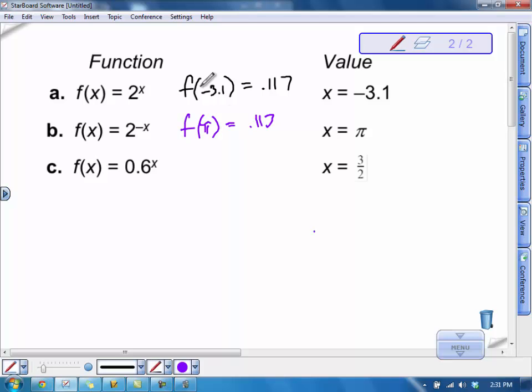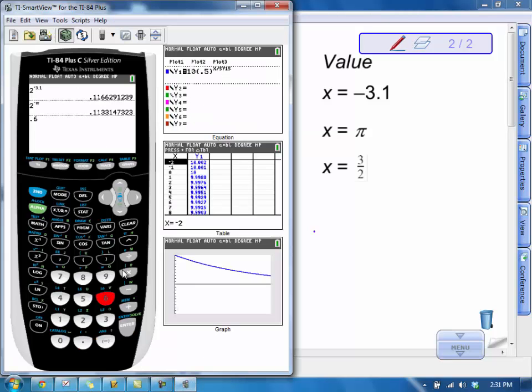Close to actually negative 3.1, which makes sense because this is 3.14, so it's 2 to the negative 3.14, and this is 2 to the negative 3.1. That's close. But the next one is f of 3/2 for this function. We're plugging in 3/2 in for x, so we have 0.6 to the 3/2. We can do that in our calculator. 0.6 to the 3/2. You can enter in a fraction if you have the new software, or just enter in 1.5, or use parentheses. 0.465.